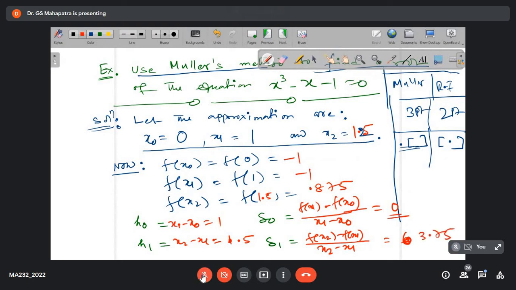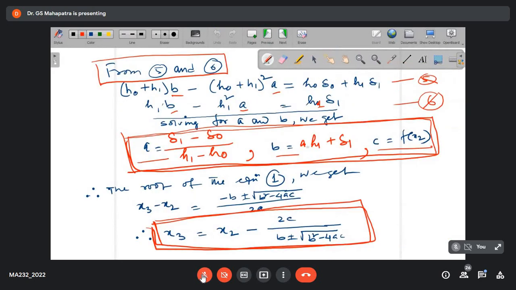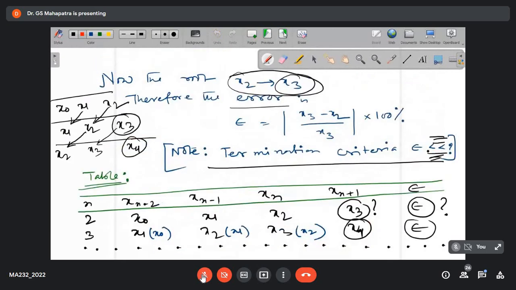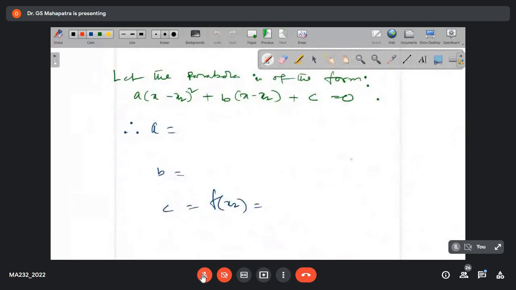So what is del 1? 0.75. Fine. Now I will go back to the previous one. So these are the A, B, and C, and then you can find x3. These are the formulas you can note down, and then I need the answer. Next, tell me the A, B, and C. The A formula, you know the formula, correct? Del 1 minus del naught.